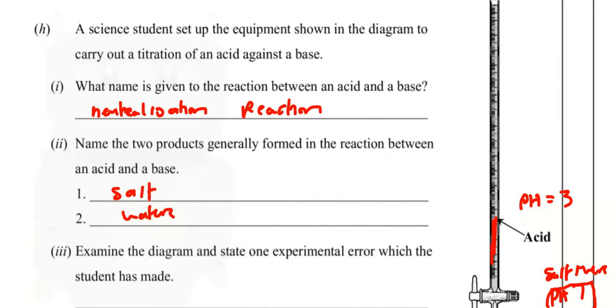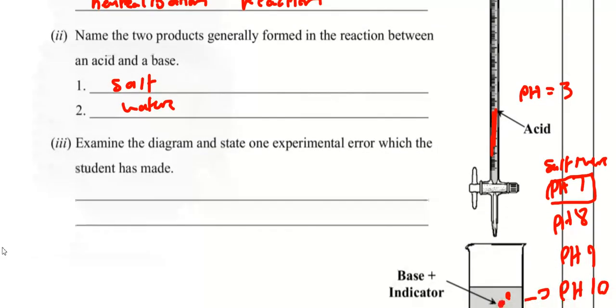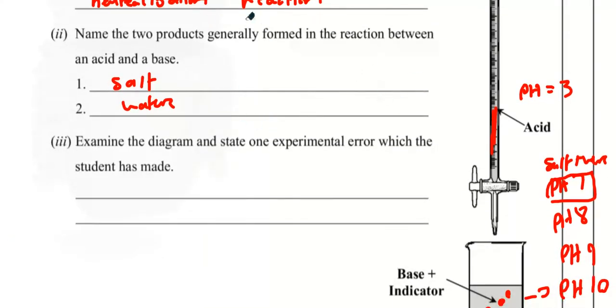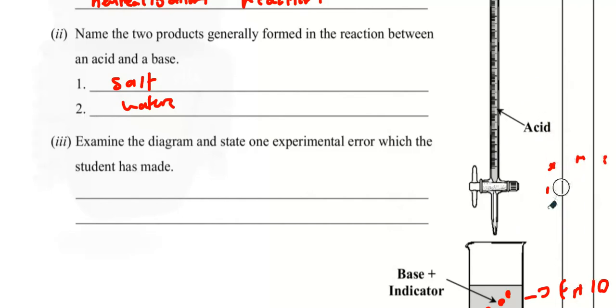The diagram has an experimental error. What is the experimental error? Well, if you look at what you have on what's called the burette. The burette is the object with the acid in it. It has a tap, and when you turn the tap, it lets the acid into the beaker. But let's say it says on this point here 50 centimeters cubed of acid.